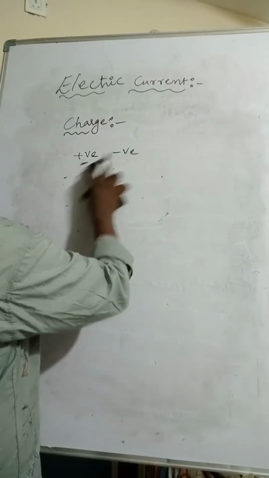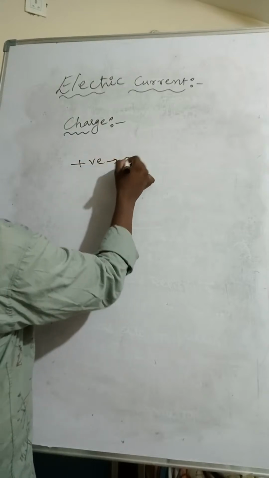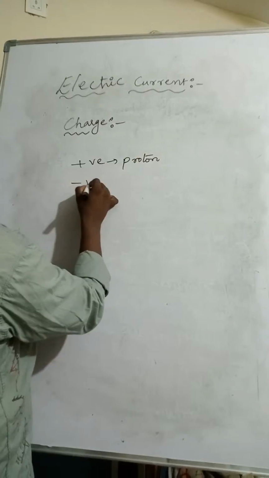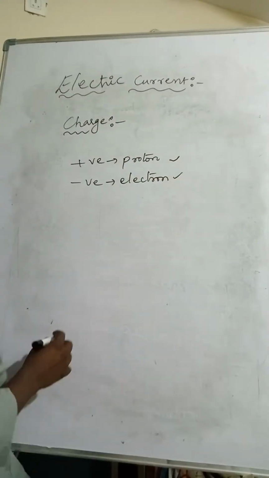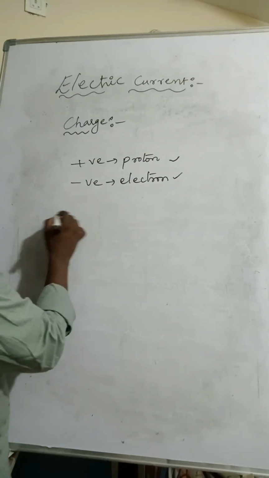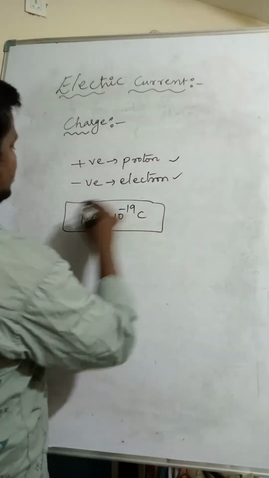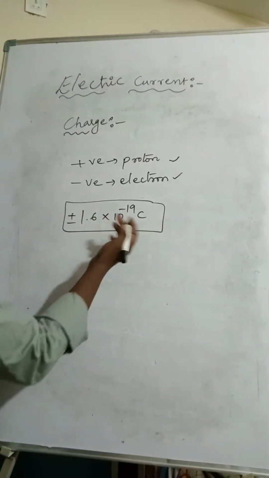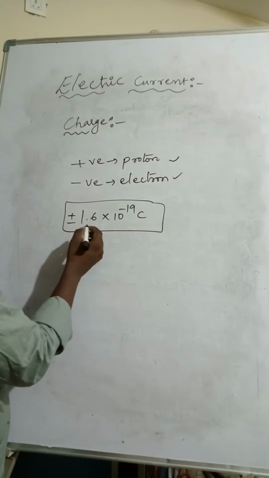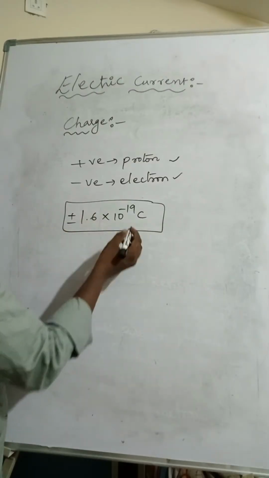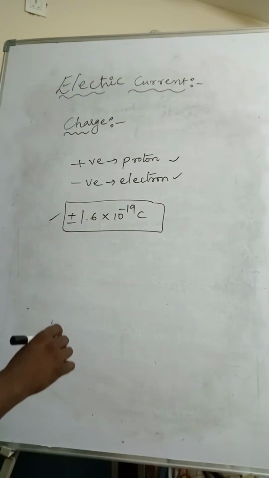And the charge of an electron. The positive charge is the proton, and the negative charge is the electron. The charge of an electron is 1.6 into 10 power minus 19 coulomb. If it is a proton, we take plus 1.6 into 10 power minus 19 coulomb, positive. If it is an electron, minus 1.6 into 10 power minus 19 coulomb.